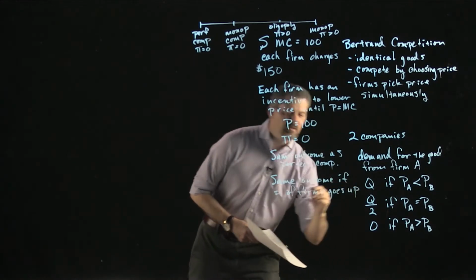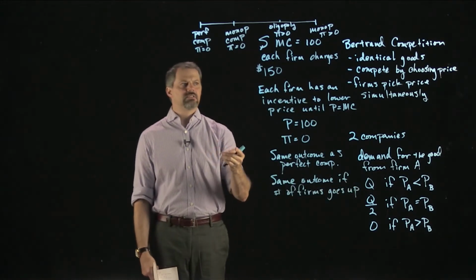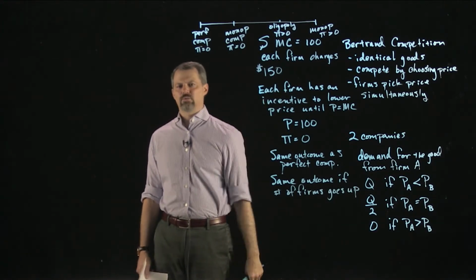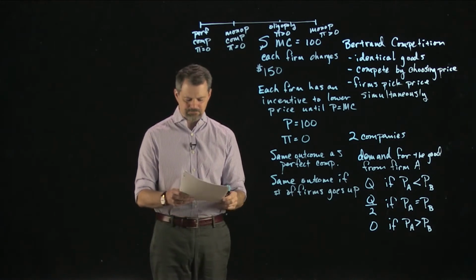Same outcome if the number of firms is increased. So if we had 3 firms producing identical goods, competing with each other on price, profit will get driven to zero, price will get driven to equal marginal cost.